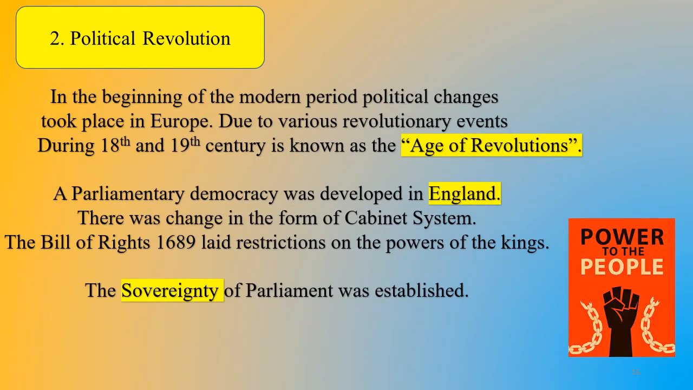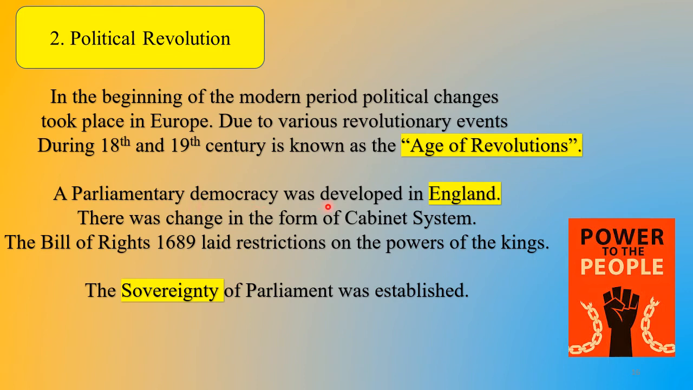Let's see the second revolution, that is political revolution. In the beginning of the modern period, political changes took place in Europe due to various revolutionary events. The 18th and 19th century is known as the Age of Revolutions. Children, very important.